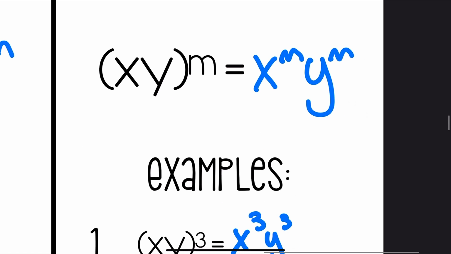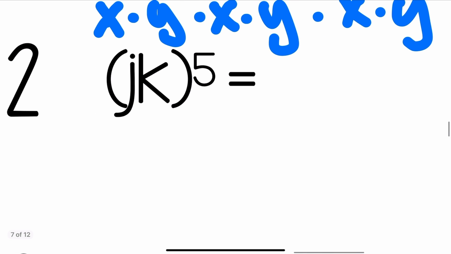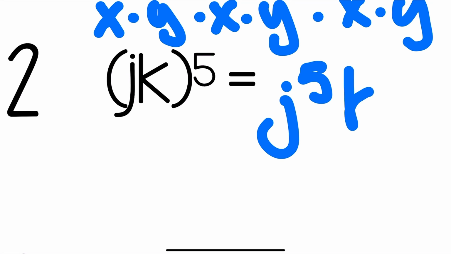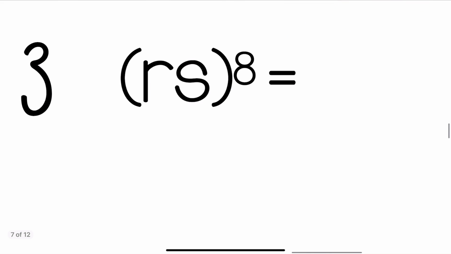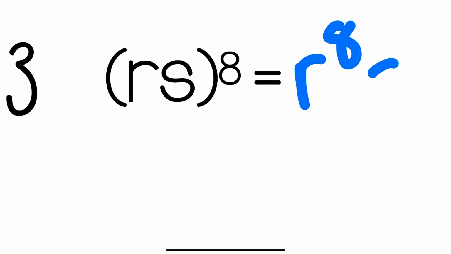Okay, so let's use that rule to do the rest of these. Number 2, we have j and k to the 5th power. We're going to take our variable j, distribute that 5th power, and then take our k and distribute the 5th power. So we've got j to the 5th, k to the 5th, and that's our answer. Let's do number 3. We've got r and s to the 8th power, so let's separate those. We've got r to the 8th power and s to the 8th power, because we just distributed that piece to both of our variables.